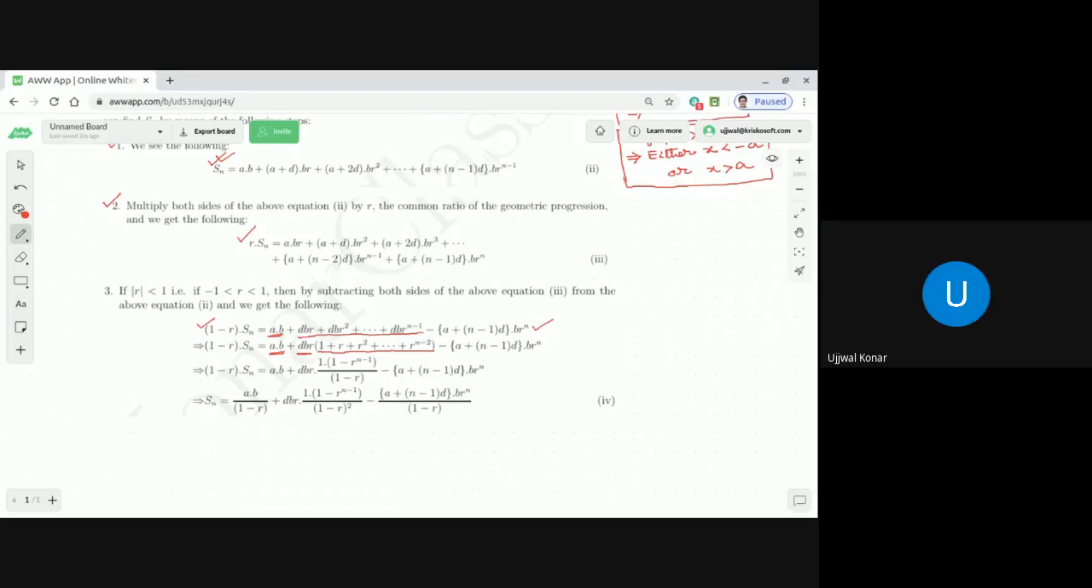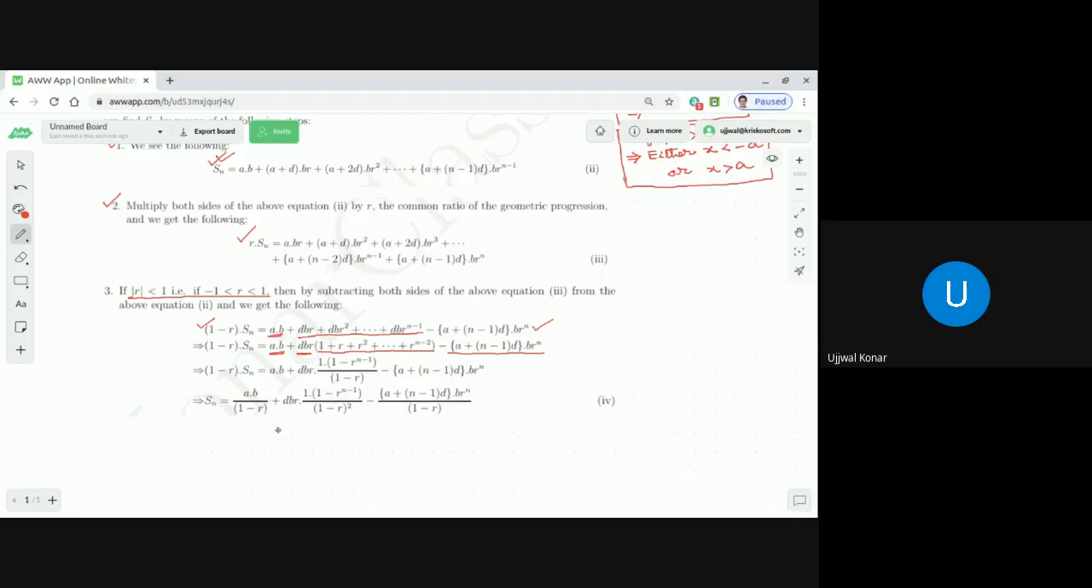But when mod of r is less than 1, that is, r is between -1 and +1, then what we are getting is a into 1 minus r to the power n by 1 minus r. You can verify this with the formula. Not a big deal. I think I should not spend much time on this. And then the last term was a plus n minus 1 into d into b r to the power n, exactly as I wrote. Correct, dear students?